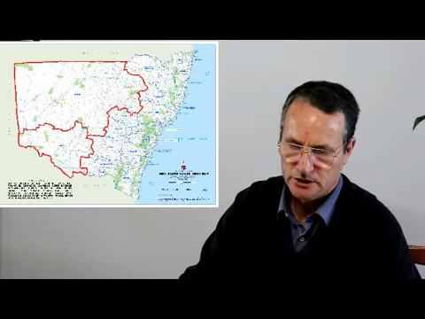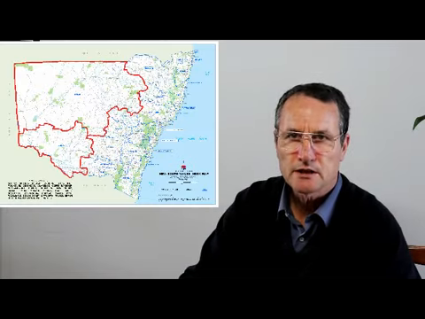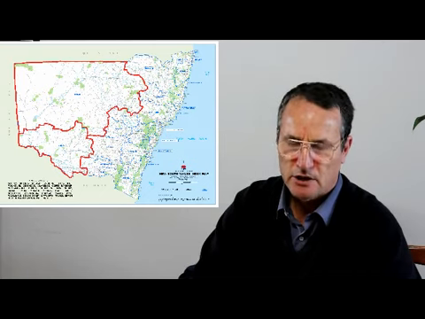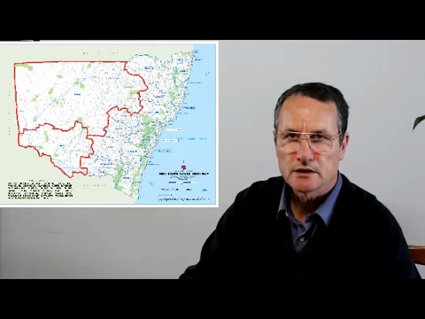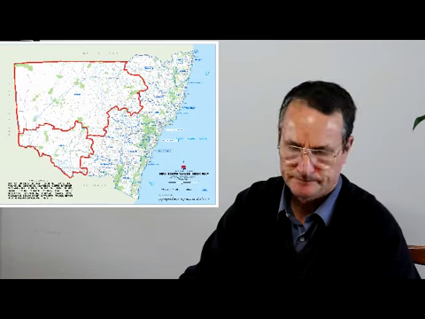The electorates of Murray and Barwon, which contain all the irrigation in New South Wales, comprise 60% of the area of the state, yet only make up 2.1% of the Legislative Assembly.